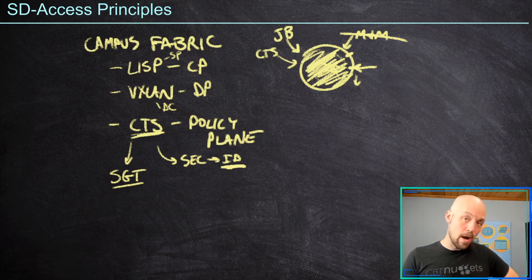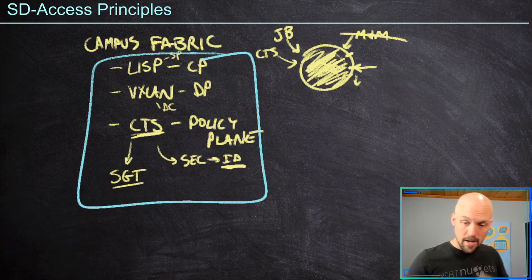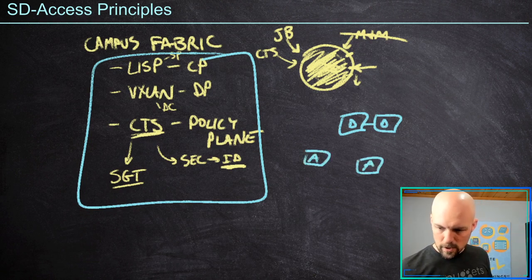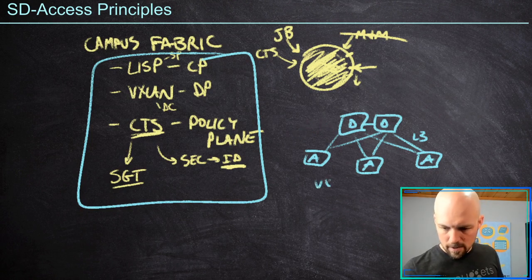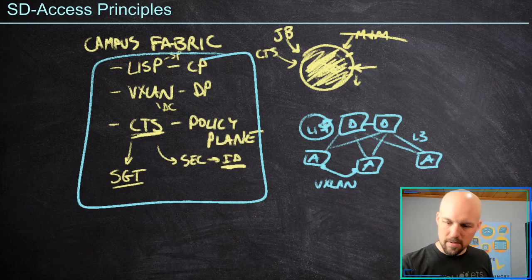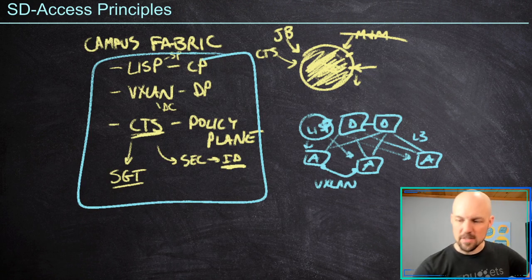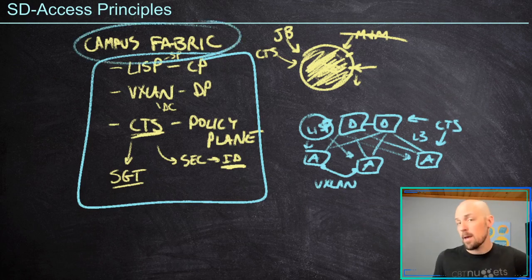Well, Campus Fabric is anytime you build a network architecture on these founding principles. So if I build a network manually, and truly you can do this, if I take, remember our drawing earlier, a couple of distribution switches, and then my access switches. And if I wanted to say, you know what, I'm going to build a layer 3 fabric, and I'm going to build VXLAN tunnels between access layer switches, and then I use LISP as the control plane separation. So I'm pushing the control plane information down, and I'm using Cisco TrustSec to enforce policy everywhere. If I do this, I have built a campus fabric.